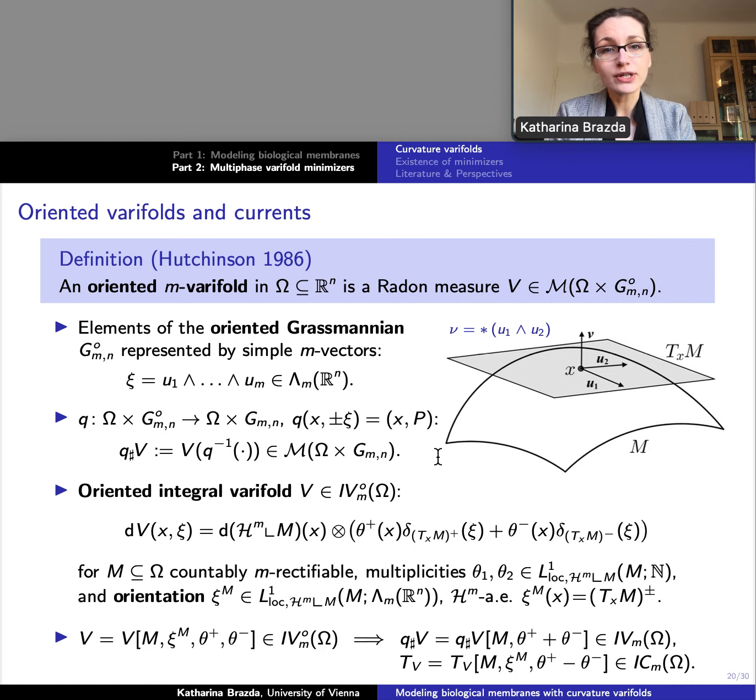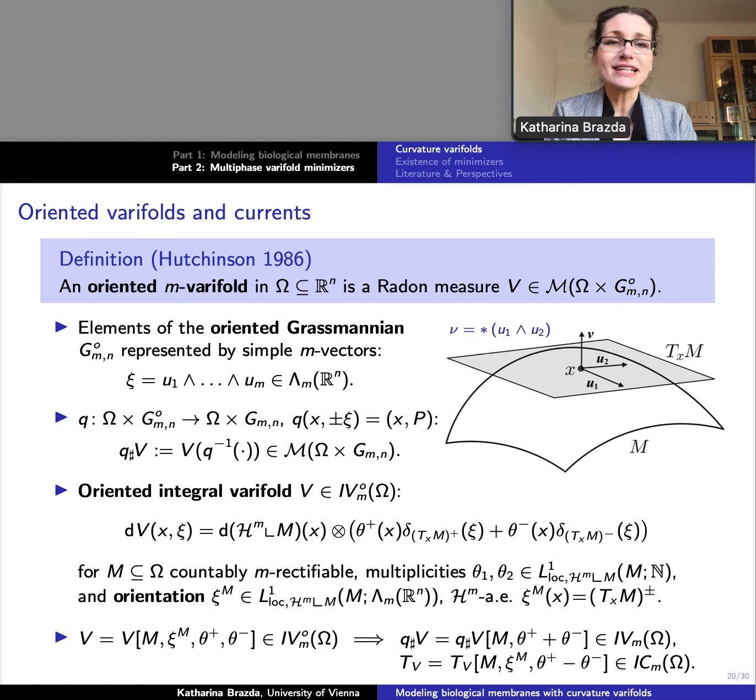And one can further define oriented integral varifolds, denoted by IVO, and they have then two multiplicity functions corresponding to the orientations plus of the tangent space or minus of the tangent space. And for the associated unoriented varifold Q sharp V, one simply has to add up these two multiplicities. Moreover, every oriented integral varifold also corresponds to an integral current denoted by T_V, and in this case one takes the difference of the two multiplicities.